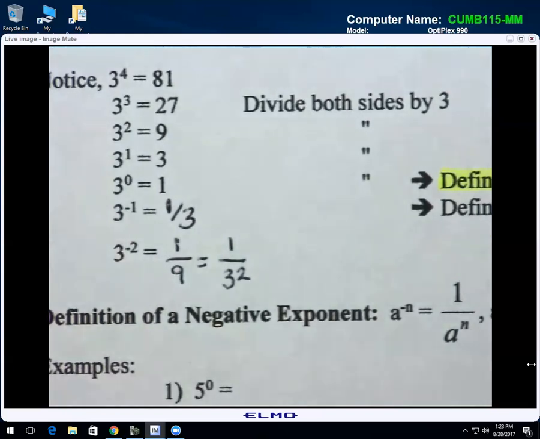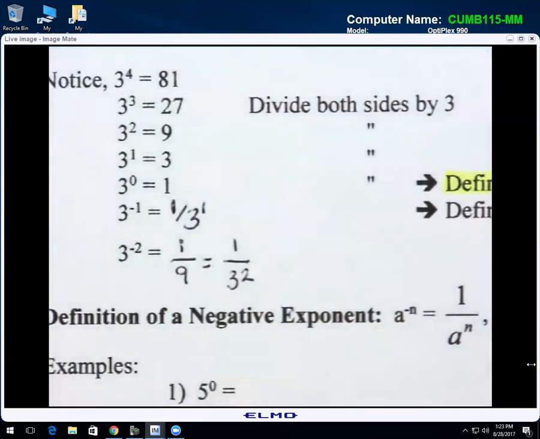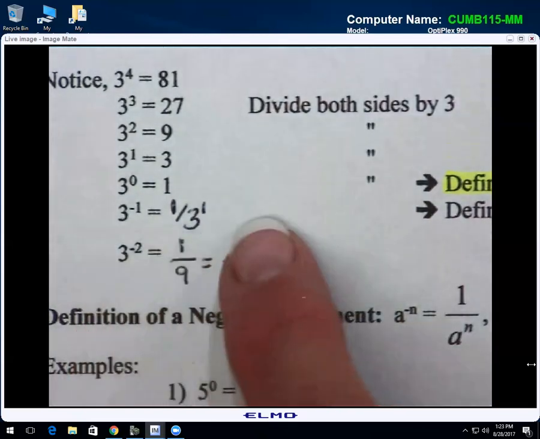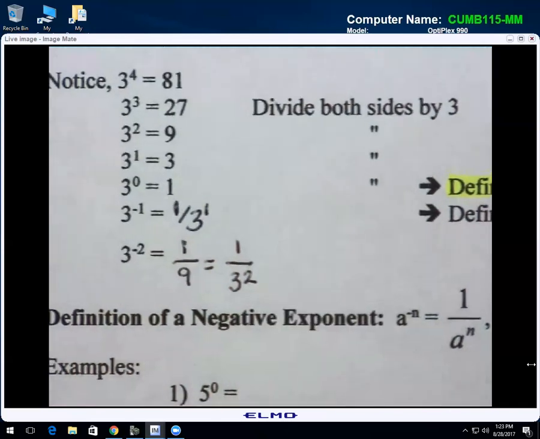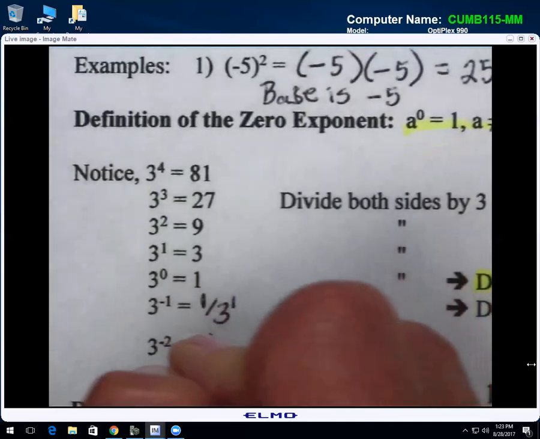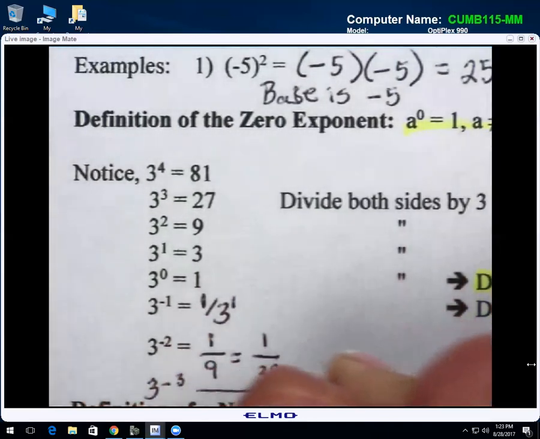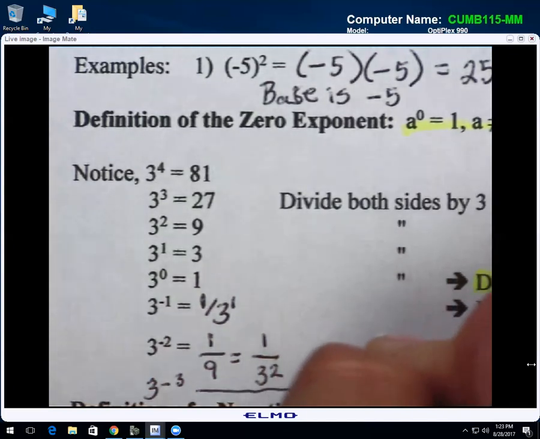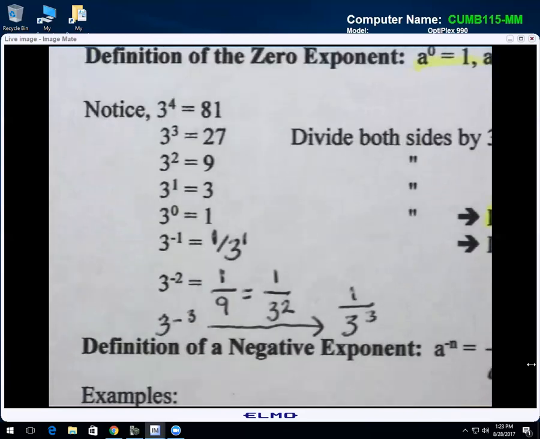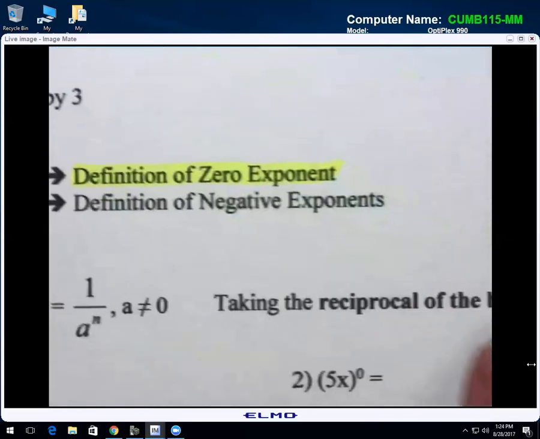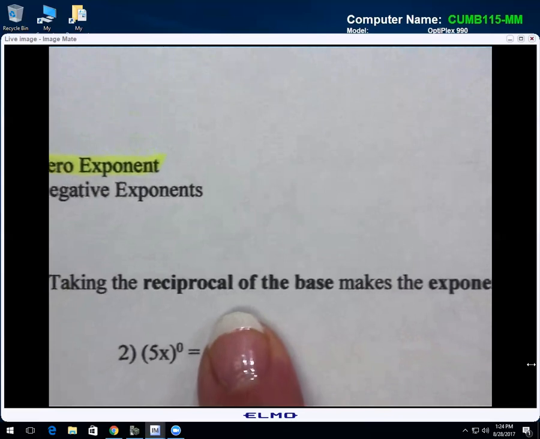I don't know why I would want to do that, except for it helps me see the pattern that's going on here. 3 to the negative 1 is 1 over 3 to the positive 1. 3 to the negative 2 is 1 over 3 to the positive 2. If I can squeeze one more step in there, 3 to the negative 3, that's 1 over 3 to the positive 3. In other words, taking the reciprocal of the base makes the exponent positive.